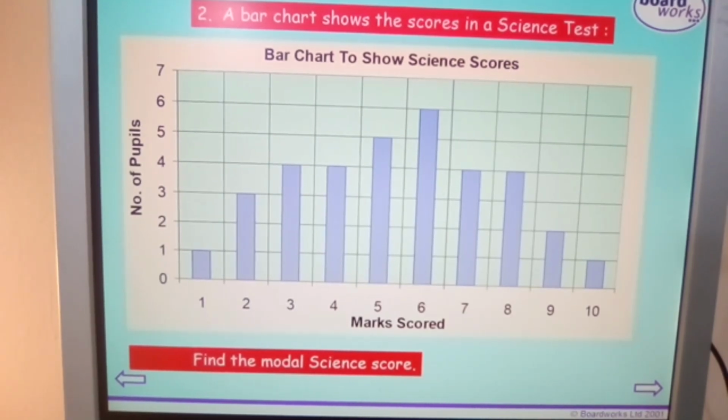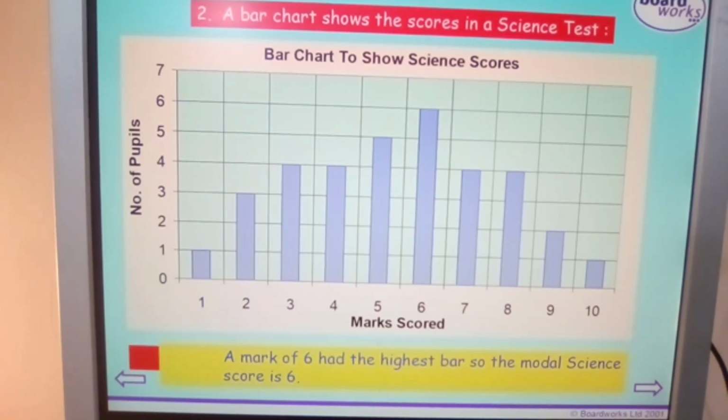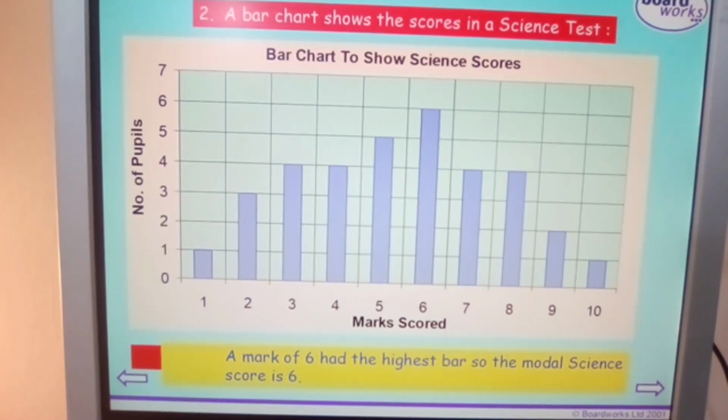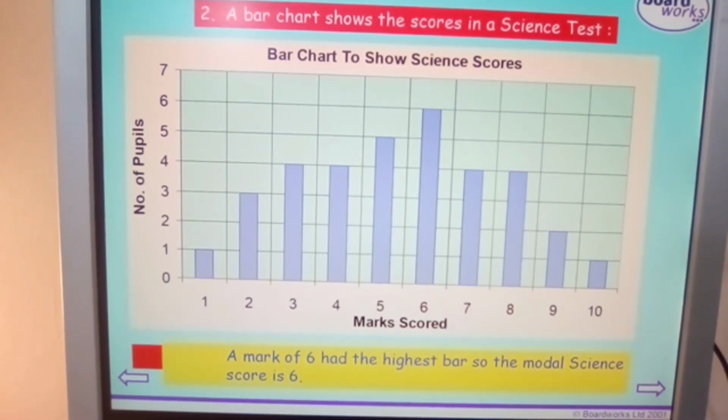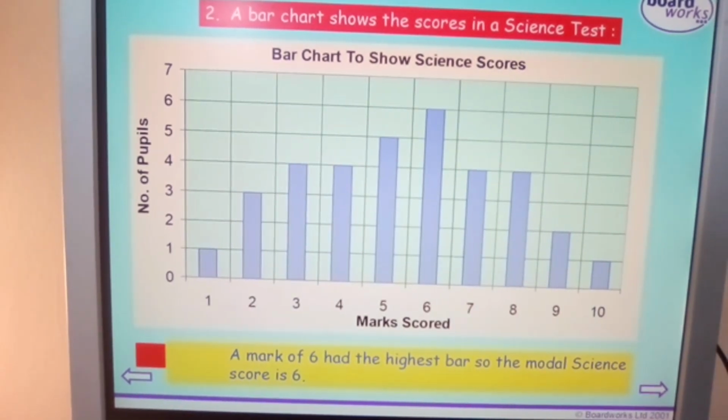Okay. Find the modal science score. So what is the modal in this case? Mark of 6 had the highest bar, so the modal is 6.